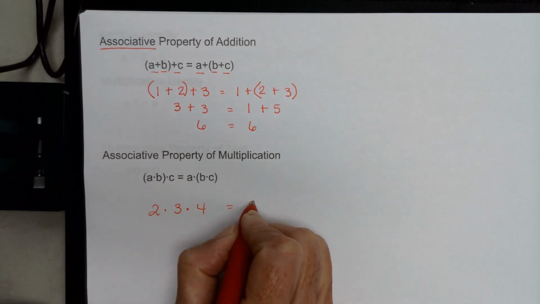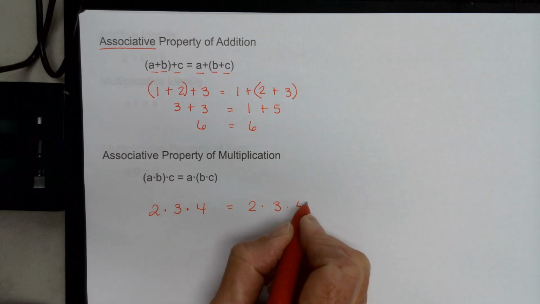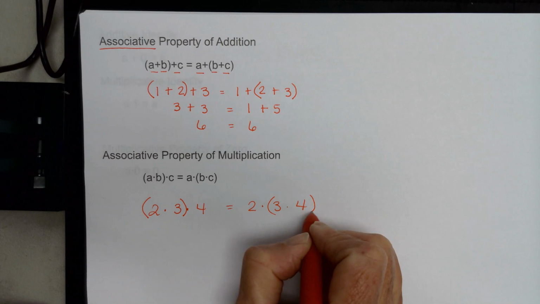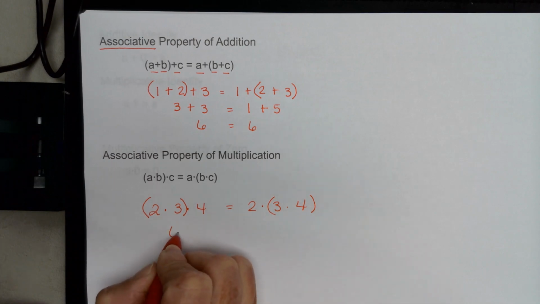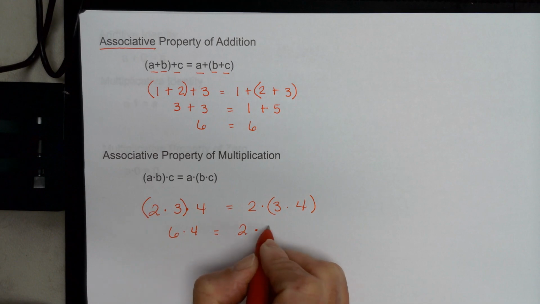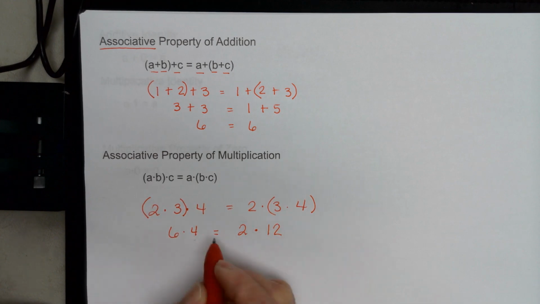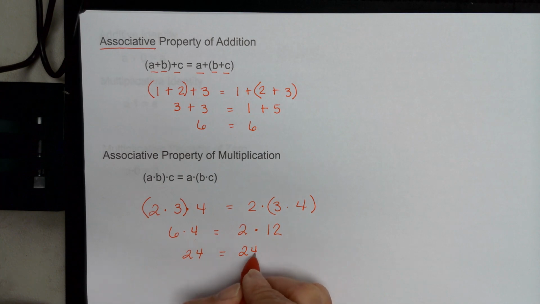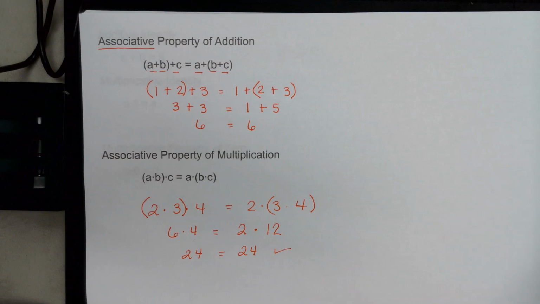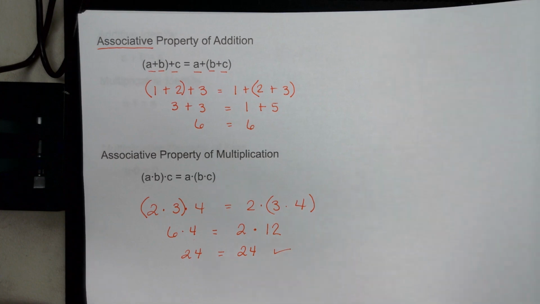Let's say I don't change the order, and I put my parentheses here, and then I put my parentheses there. So I have 6 times 4 is equal to 2 times 12. 6 times 4 is 24. 2 times 12 is also equal to 24. So you can see it doesn't matter which ones you multiply together first. Again, you do not have an associative property of subtraction or division.